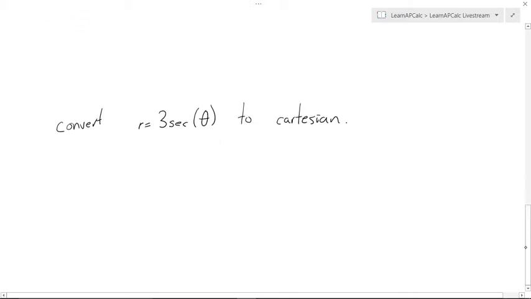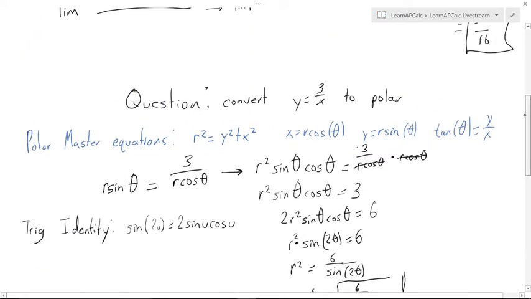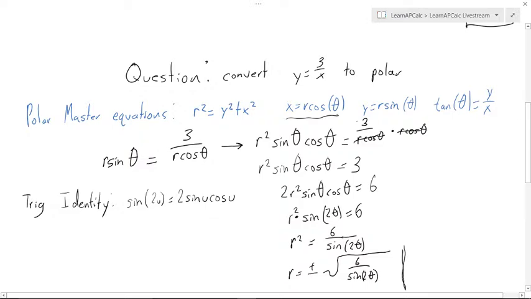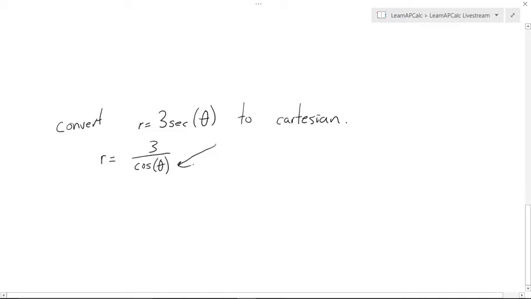So here, I'm going to write this out as r equals 3 over cosine theta. We remember that secant equals 1 over cosine. So here, if I'm going back up to my equations, I see that in x equals, I have r cosine theta. And right here, I have a cosine, so I'm going to use that equation here.